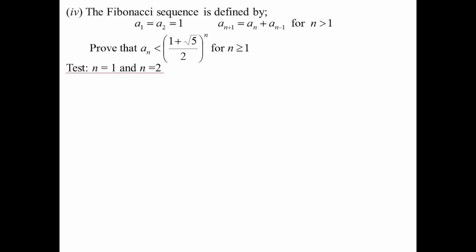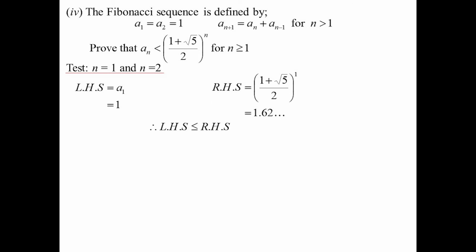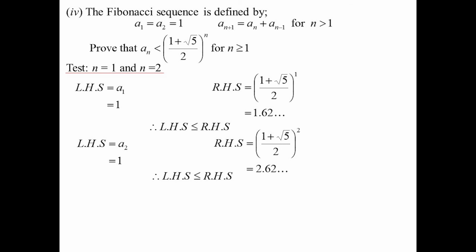Now, in this case, if you look at the recursive formula, it's defined by 2 previous terms. So therefore, I need to test it for 1 and 2 as well. Well, term 1 is 1. And (1 plus root 5) on 2, as I said, is about 1.6. But anyway, 1 is less than 1.62. So it works for the first term. Second term, which is also 1, but now it's ((1 plus root 5) on 2) squared. That's 2.62. So yes, it does work for both of those.